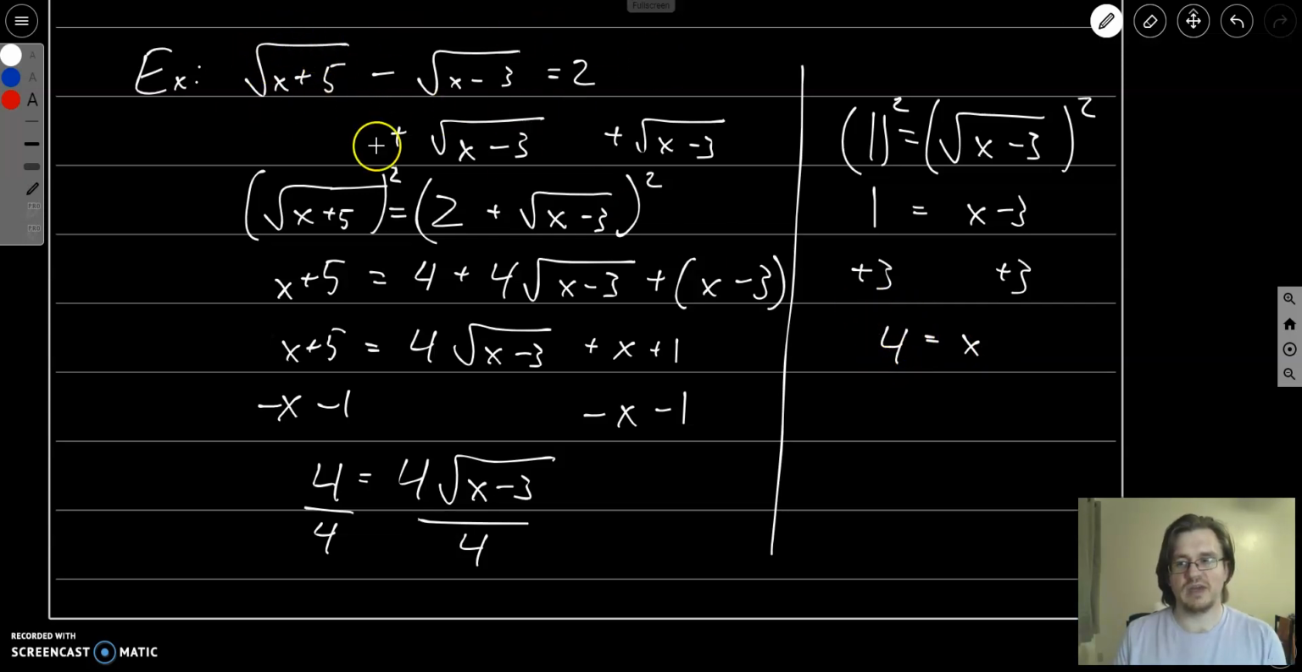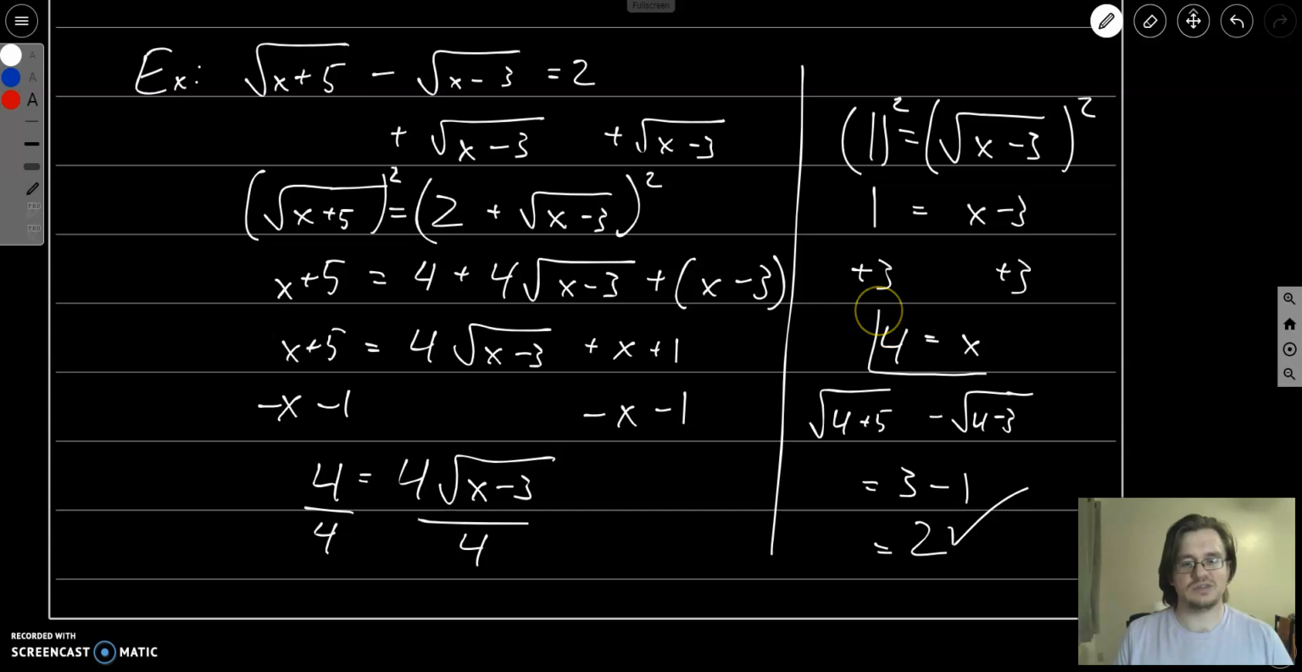So I'll plug everything back in here, and I'll have the square root of 4 plus 5 minus the square root of 4 minus 3. If I simplify this, 4 plus 5 is 9, and the square root of 9 is 3. 4 minus 3 is 1, and the square root of 1 is 1. And, oh, I get 2, which is what I should get. So this is, in fact, my solution.